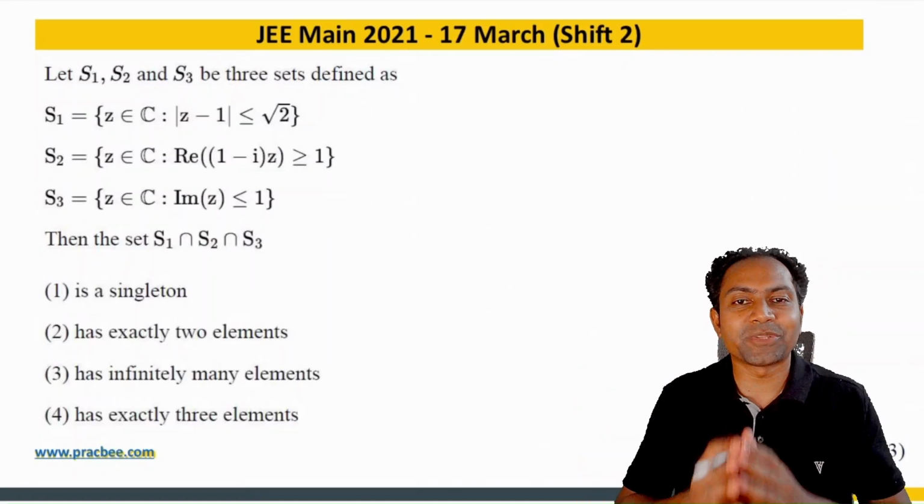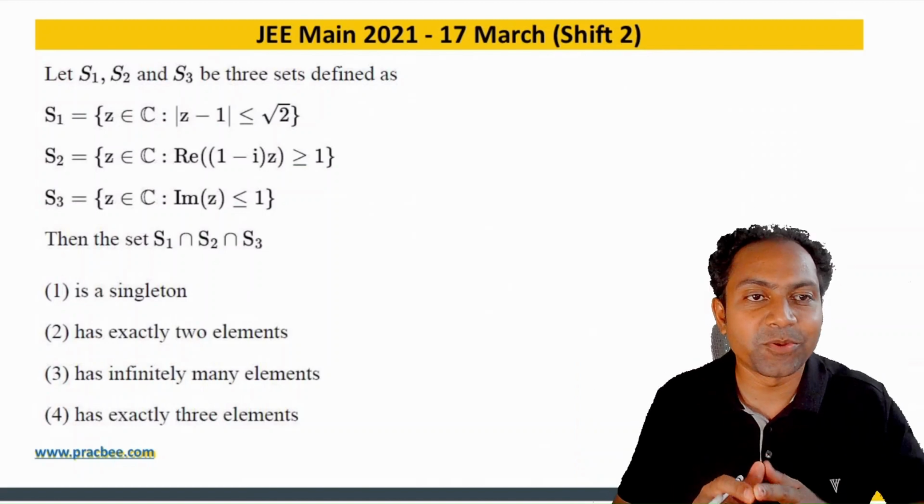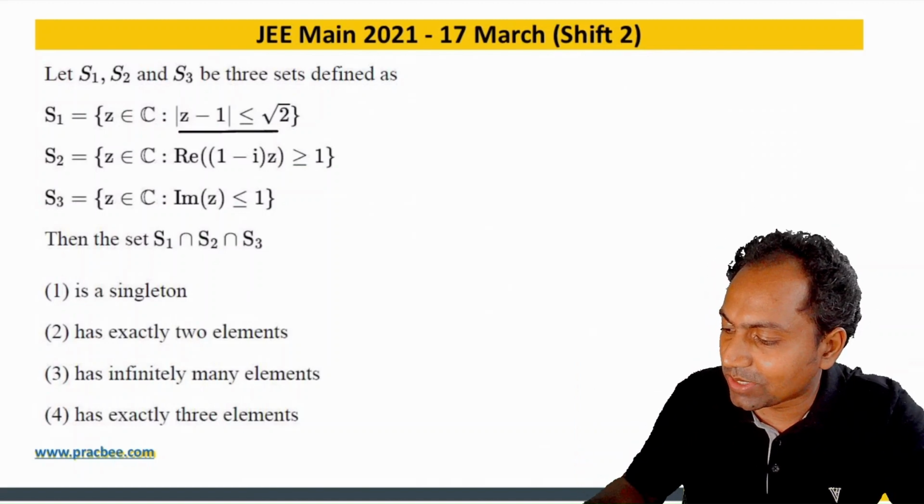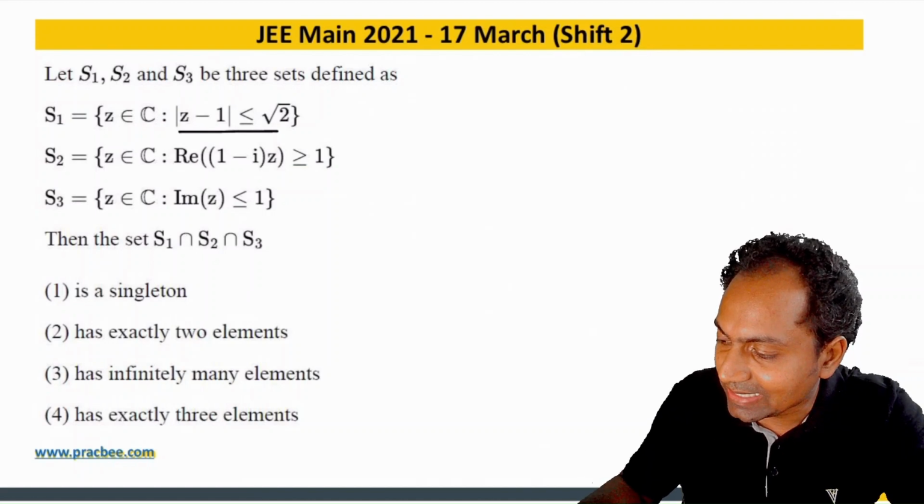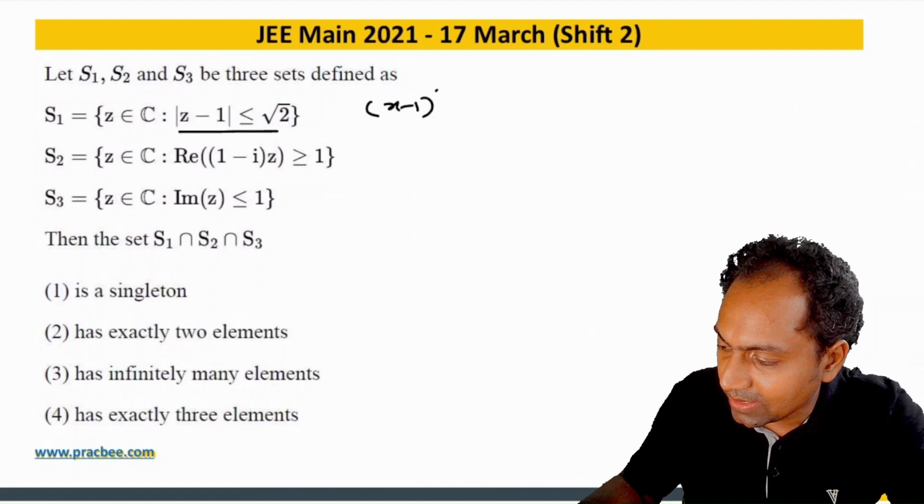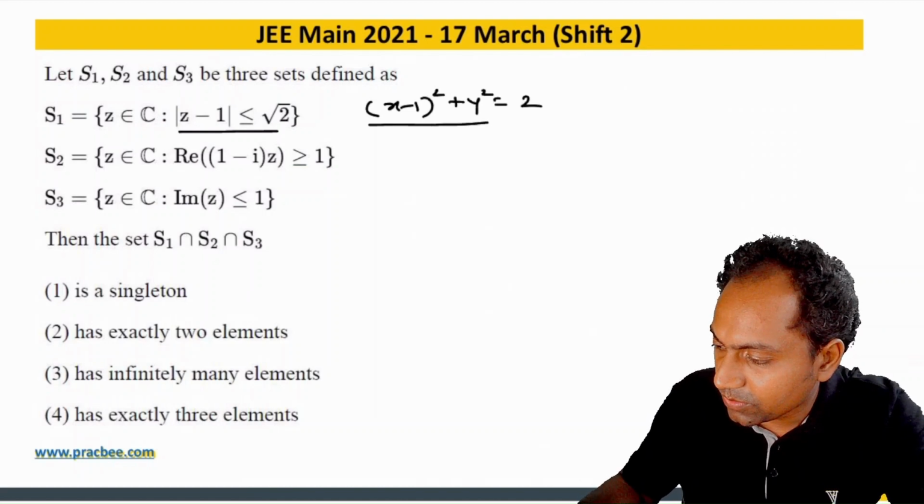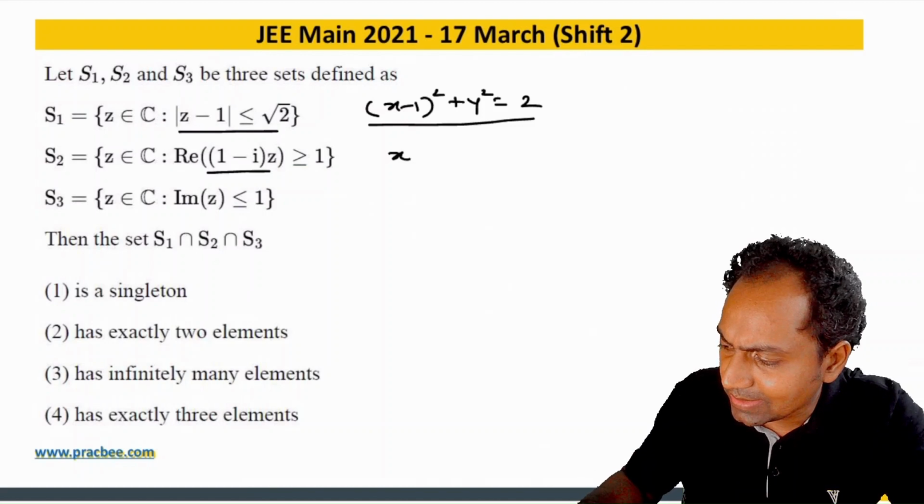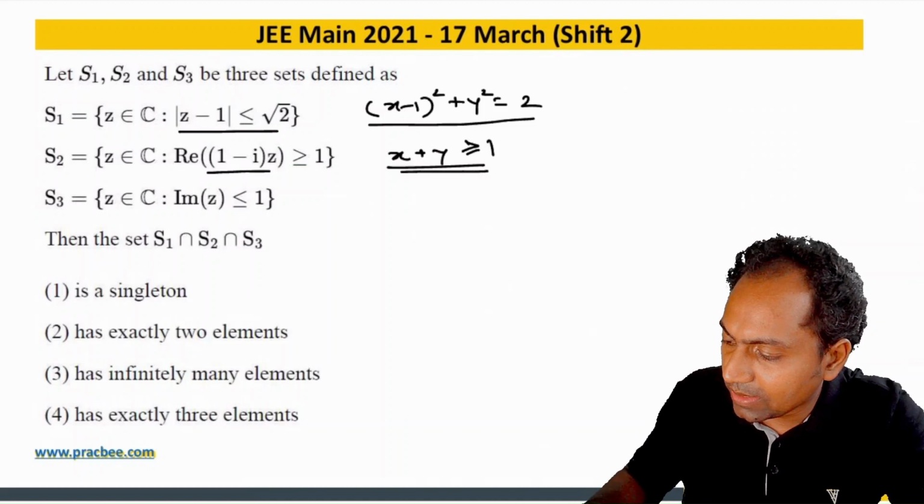Now let us look into this last question of our discussion that came in 2021. It talks about 3 different kinds of locuses. If you look into the first locus, it is nothing but the region inside a circle. If I draw the circle, it is (x minus 1) whole square plus y square is equal to 2. The second region talks about the real part of this. If you multiply, what you will get is x plus y, and they are saying this is greater than or equal to 1. And the third locus, they are talking about y is smaller than or equal to 1.